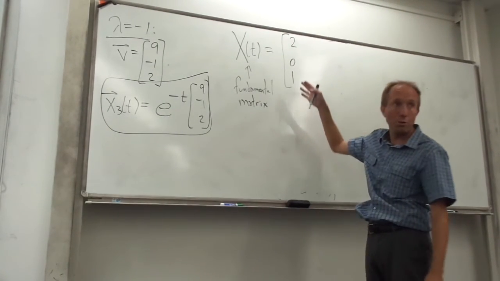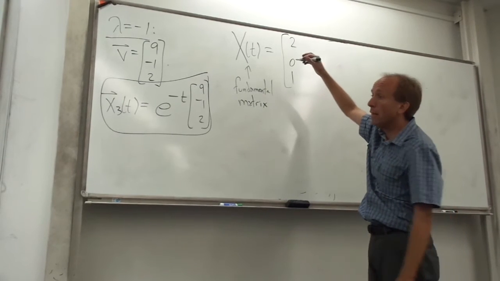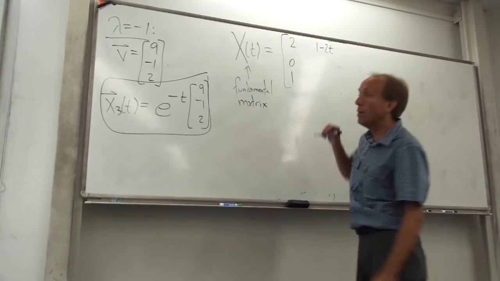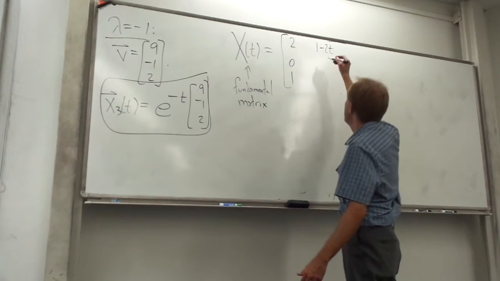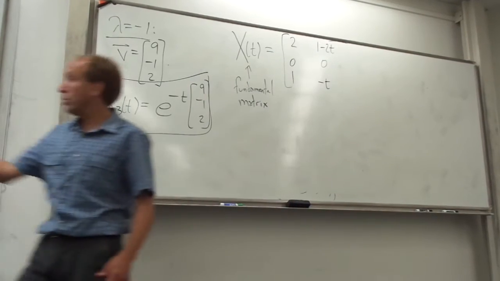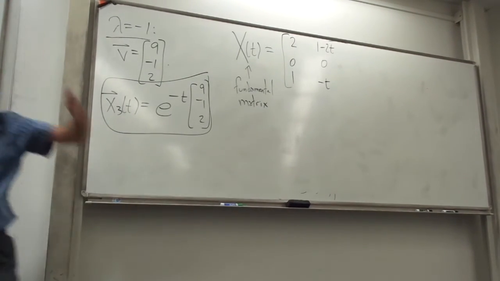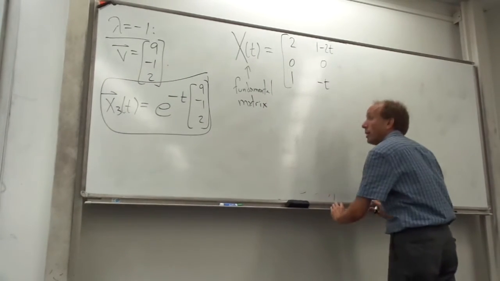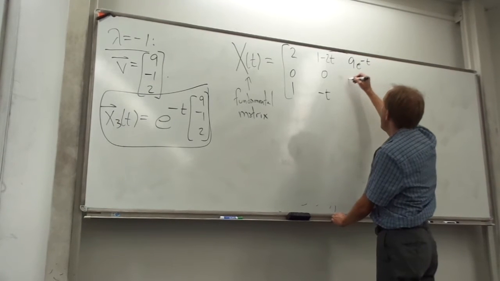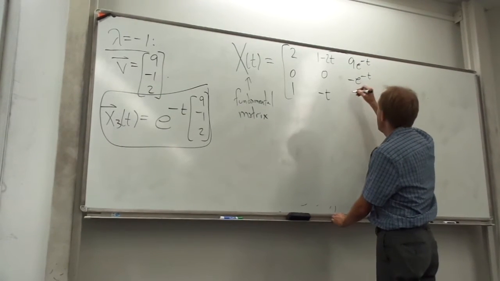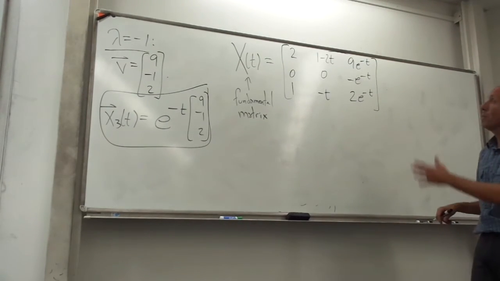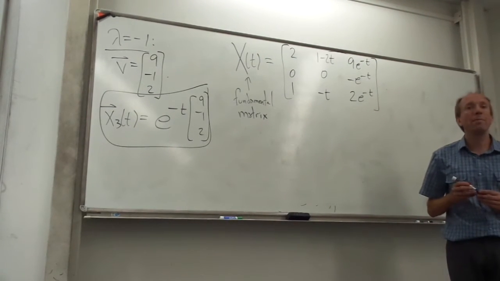matrix. So here's the first solution that we had earlier. And then the second solution, I'm just going to go ahead and compress it into a single vector. So 1 minus 2t, and then 0, and then negative t. Does everybody see what I just did? I just took this thing and compressed it into that column. And then the last solution is going to be 9e to the negative t, negative e to the negative t, and 2e to the negative t. So it's basically going to be that 3 by 3. If I ask you for the fundamental matrix, that would be it.